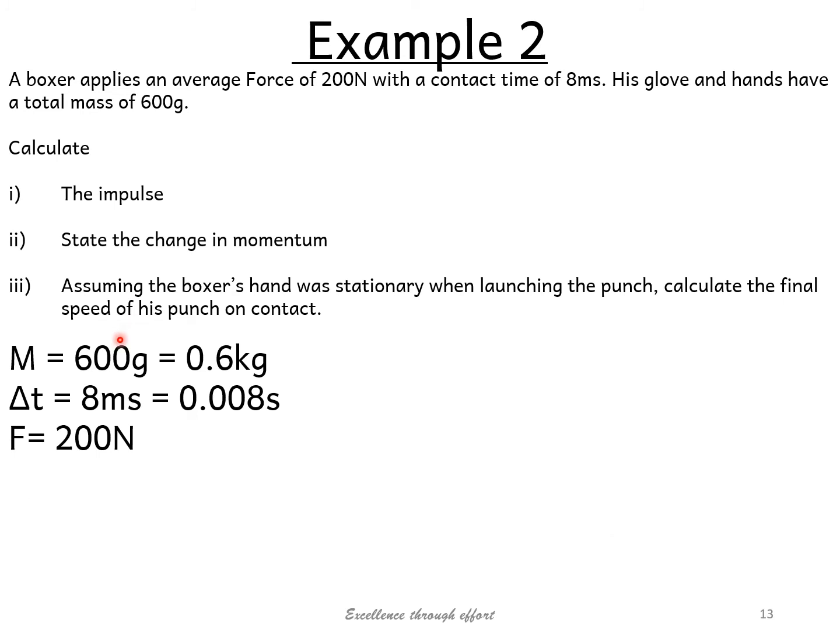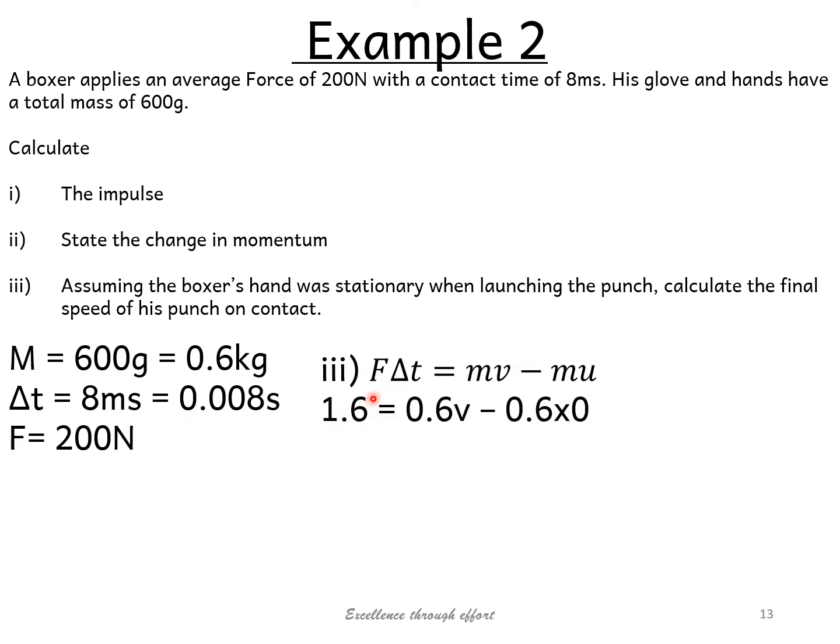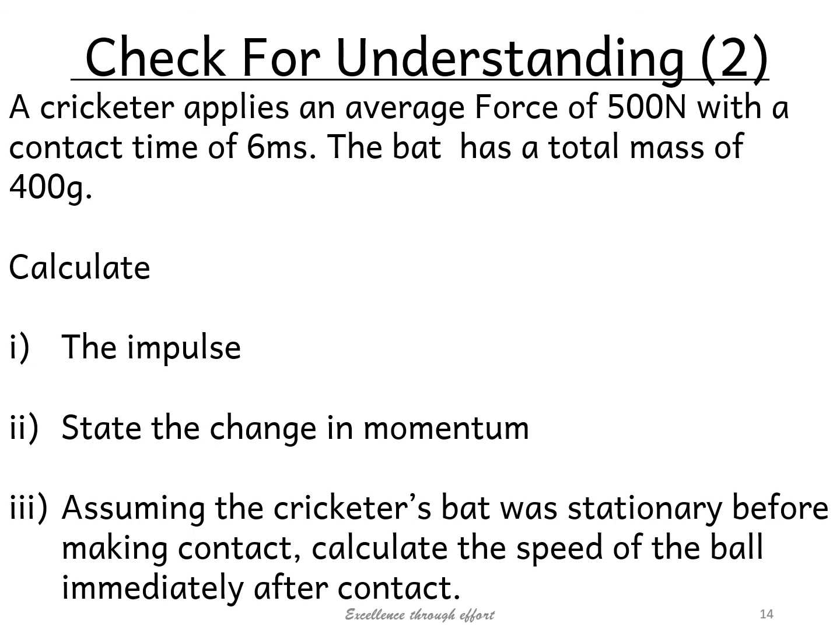Okay, so to calculate the final velocity, we use the following, folks. Again, this equation here, we know we have the impulse, we know that the mass is 0.6 and we want the final velocity, and they tell you the initial velocity is 0. Plug in the numbers, rearrange it, and we get the speed as 2.7 meters per second. As always, I'd like you to try and check for understanding by doing an example yourself. So have a go at this, pause the video, and then I'm going to go through the answer with you over the next couple of slides.